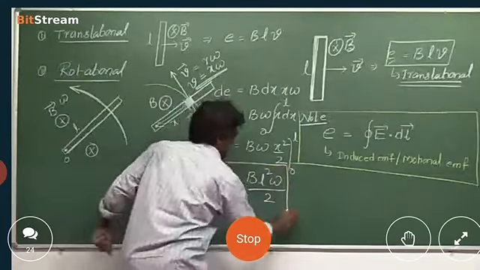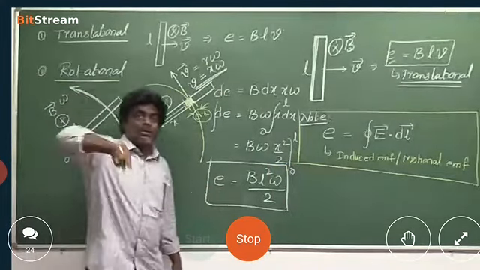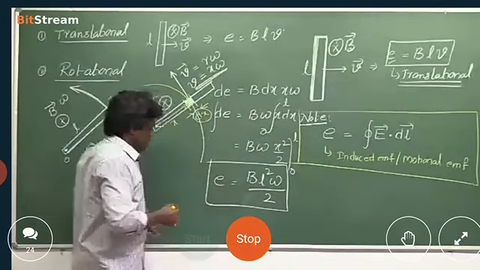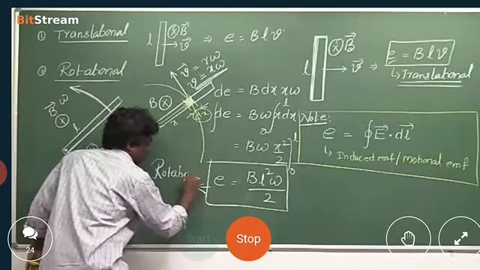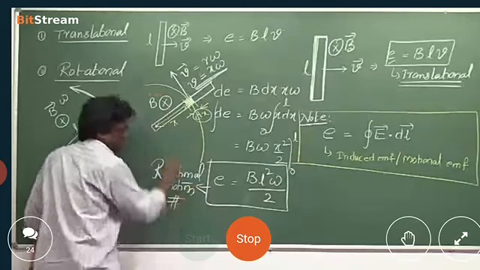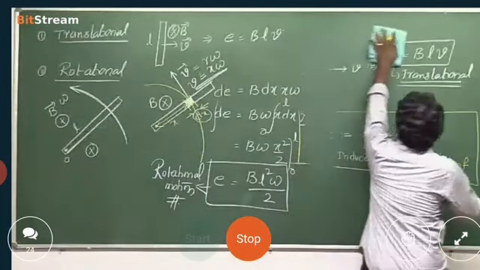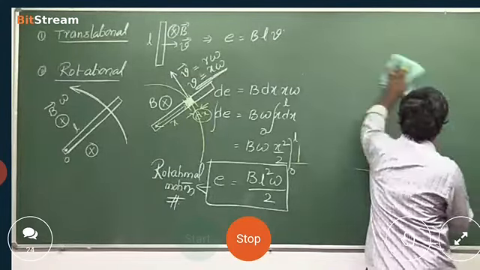So finally, the induced EMF or motional EMF due to rotational motion. Two motions are there. One is the translational, and this is rotational. So this is due to rotational motion. That's it. Come on. Make it fast and don't copy. Do it yourself.